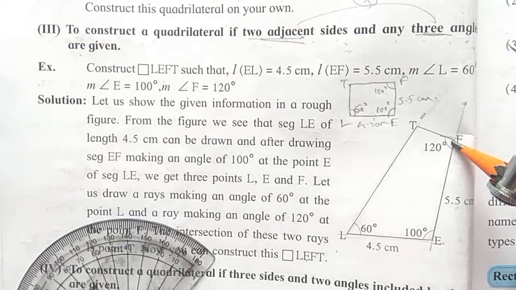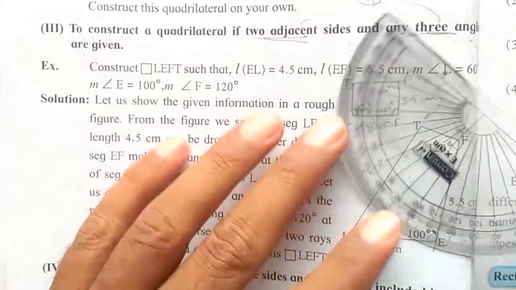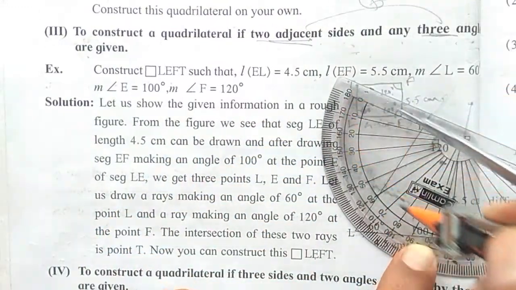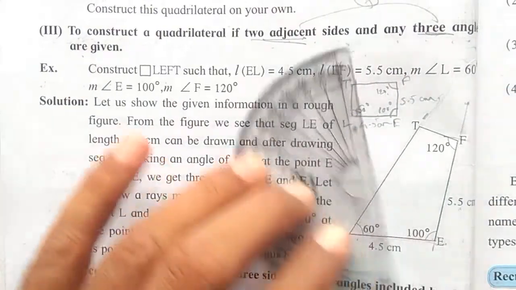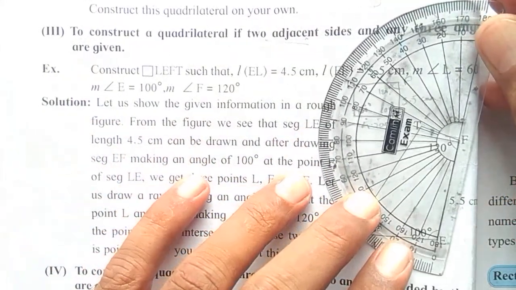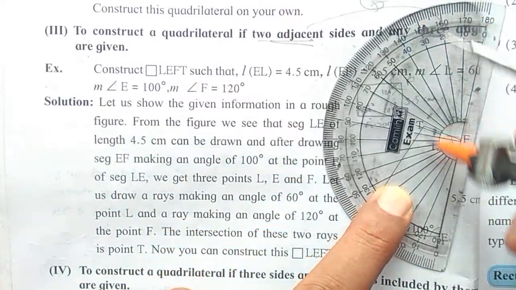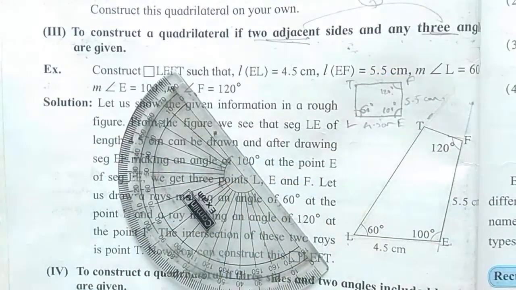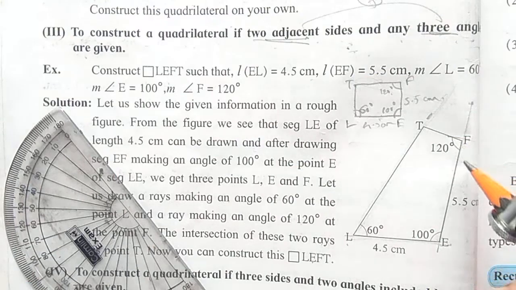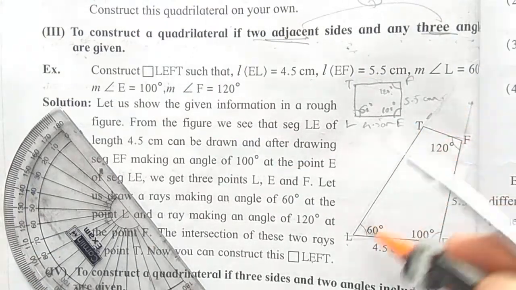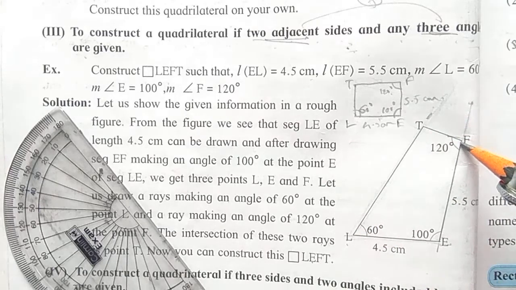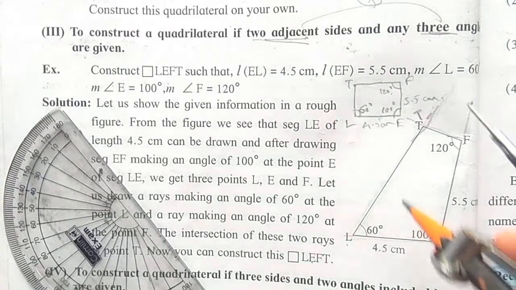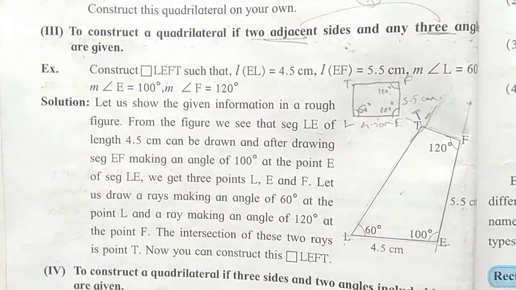Then from the point F, again take with the help of protractor the measure of the angle 120 degrees. Here, this angle measures 120 degrees. Then draw the line. These two lines, the side LT and the side FT, will intersect each other at the point T. And in this way you get the final construction.